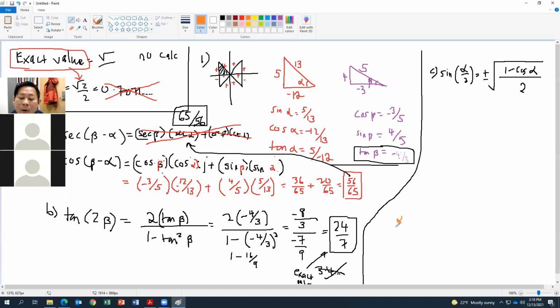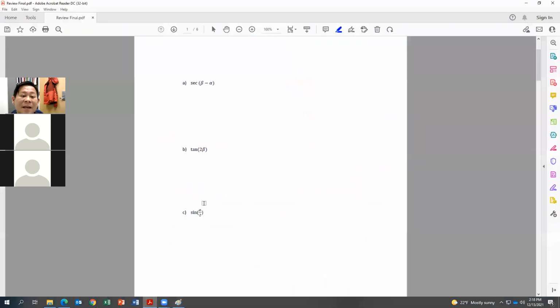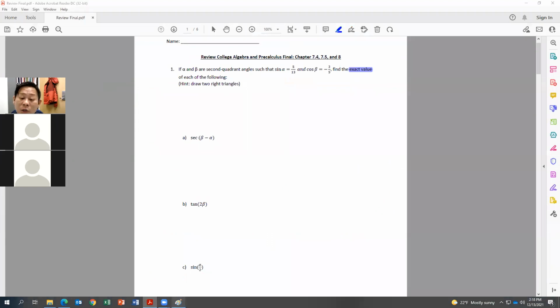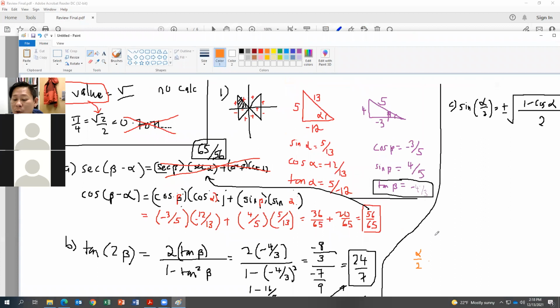One thing you guys need to know, this is very important here, is the quadrant, the location. Where is alpha over 2 located? How do we figure out where alpha over 2 is located? You have to use your alpha. Since the question says that your alpha is in quadrant 2, it is between 90 degrees and 180. So in radians, it is between pi over 2 and pi.